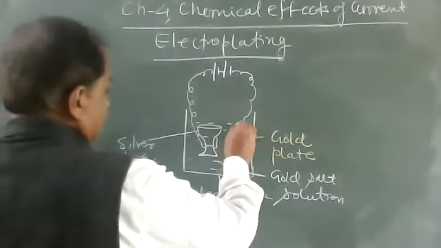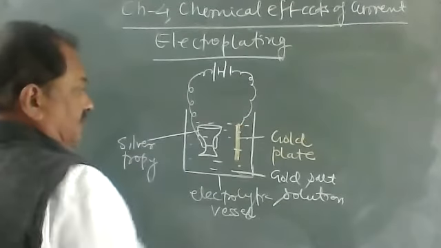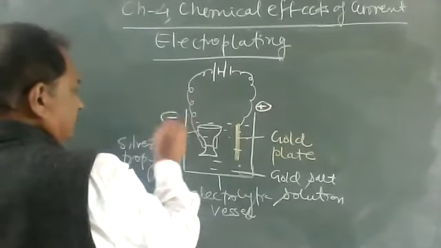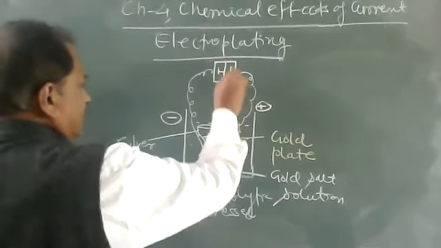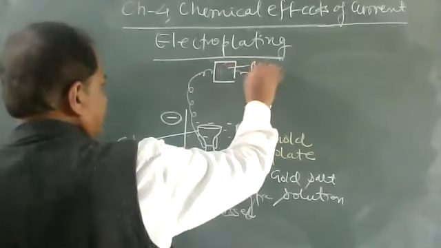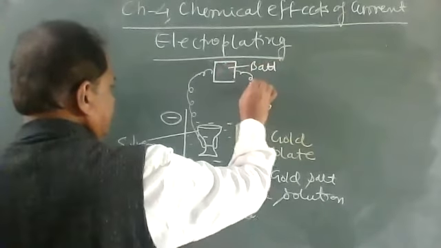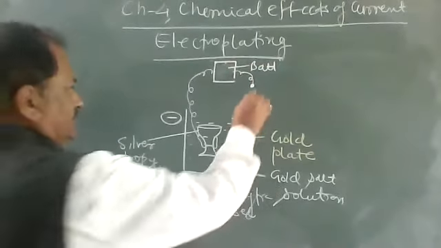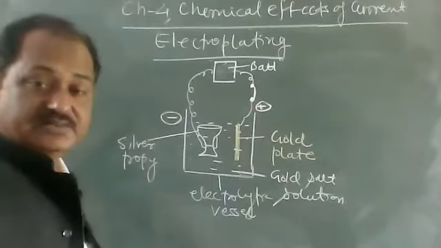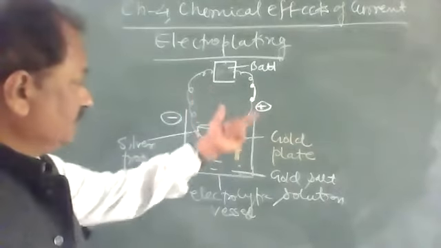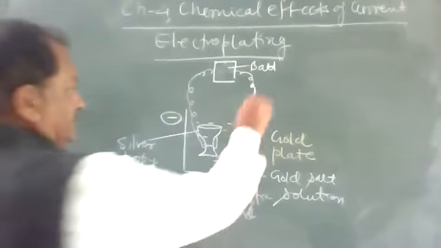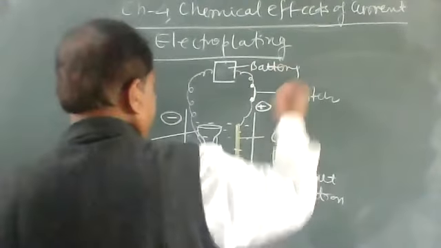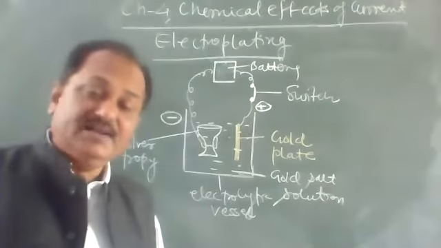This gold plate has to be made positive and the trophy has to be made negative. Suppose we write here battery, and let here be the switch. The switch is closed, so the current is flowing. So current is passed.